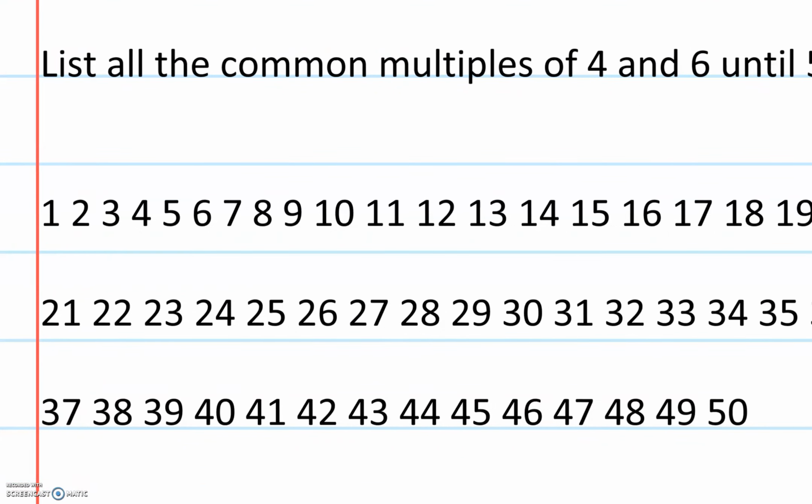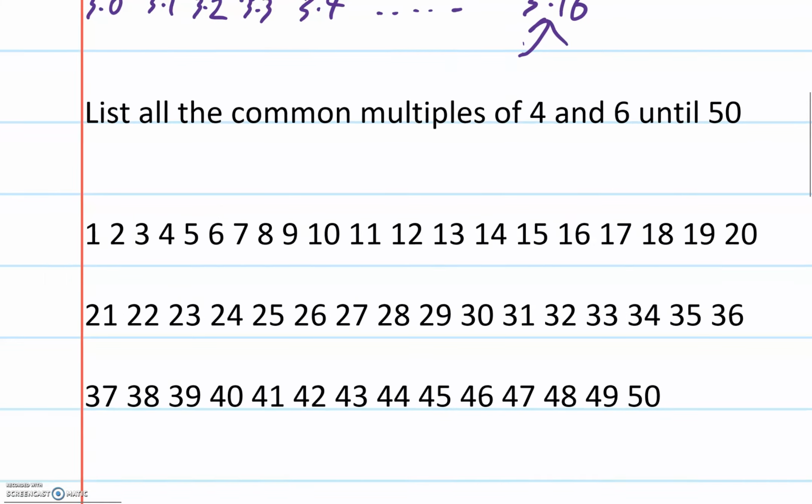Let's take a look at something that might be a little bit more schwonky. It says, list all the common multiples of 4 and 6 until 50. Let's see if I can zoom out a little bit. Well, there are multiple ways you can do this. Multiple. But anyways, there's multiple ways you can do this.